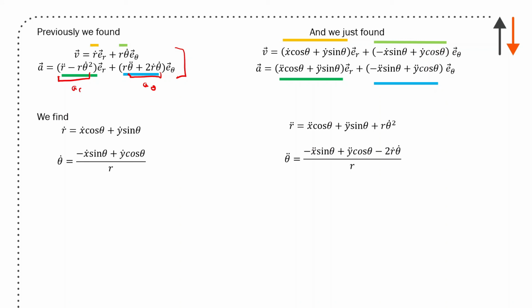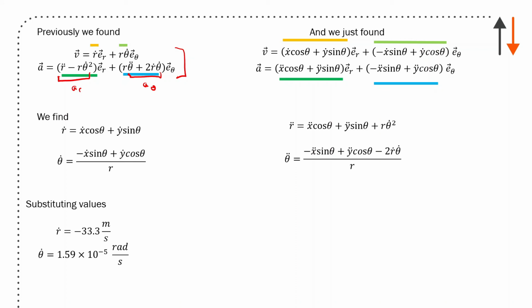But the fundamental point here is that in both of these cases, nothing has changed. v is equal to v. It's just that it's made up of different components. a is equal to a. Again, made up of different components.